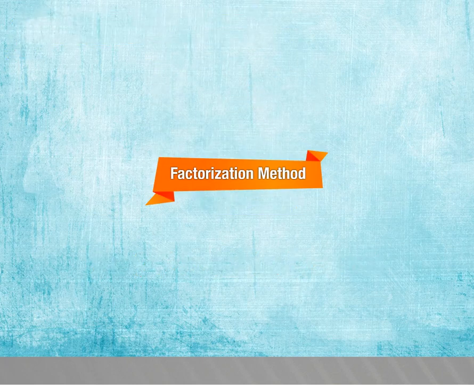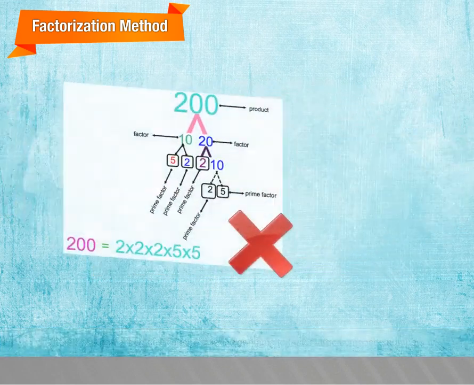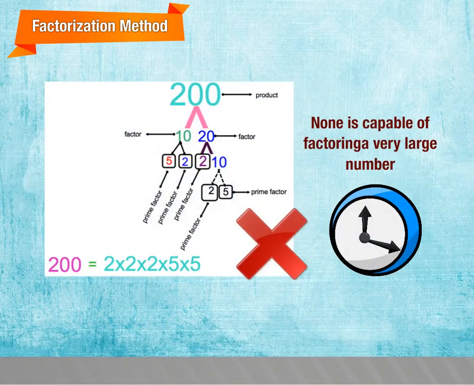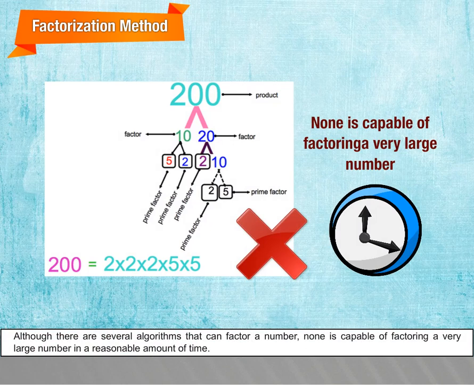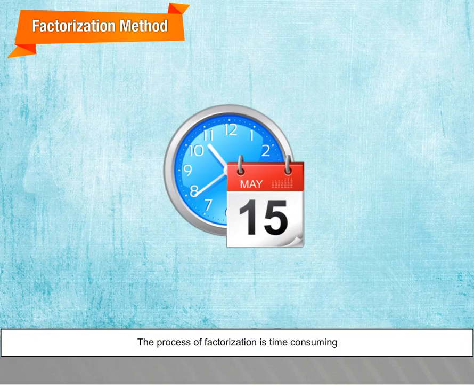Factorization method. There has been a long search for efficient algorithms to factor large composite numbers. Unfortunately, no perfect algorithm has been found. Although there are several algorithms that can factor a number, none is capable of factoring a very large number in a reasonable amount of time. The process of factorization is time-consuming.